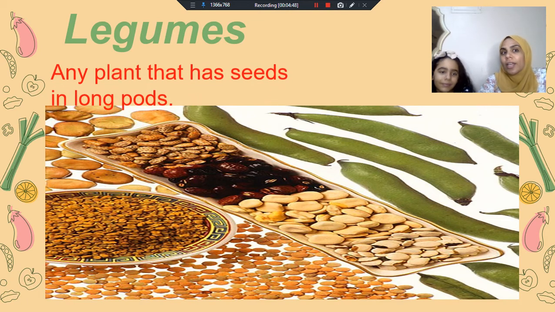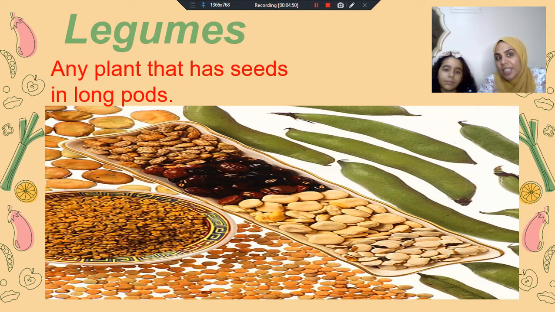What are legumes, Lamar? Legumes are plants that have seeds in long pods. So what does pod mean? This is the case, the green case here. Inside it, there are some seeds. So when we have a green pod, what does pod mean? It looks like a case. Inside this case, seeds. Pods. Right, excellent.